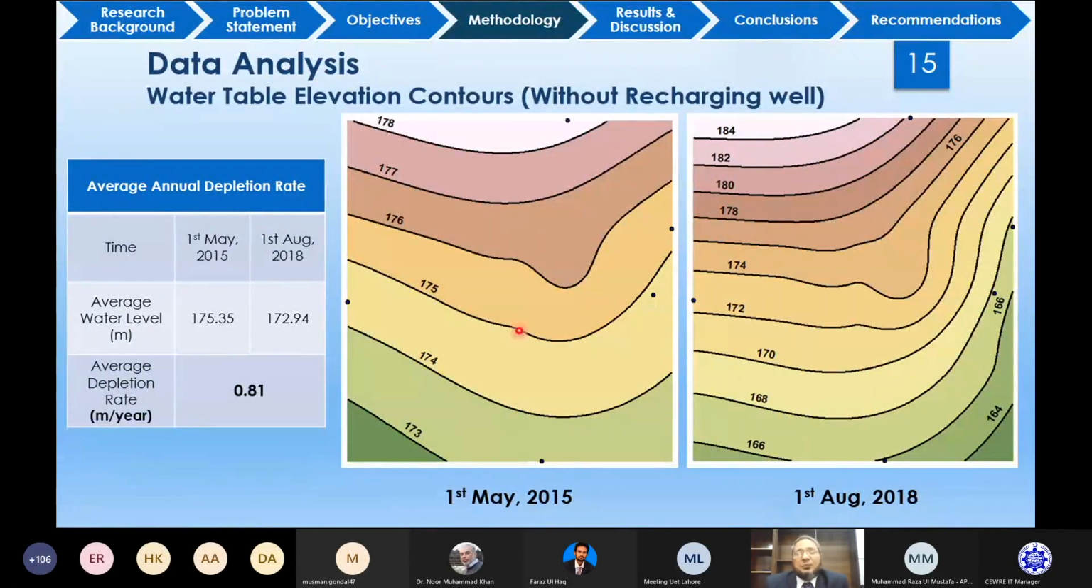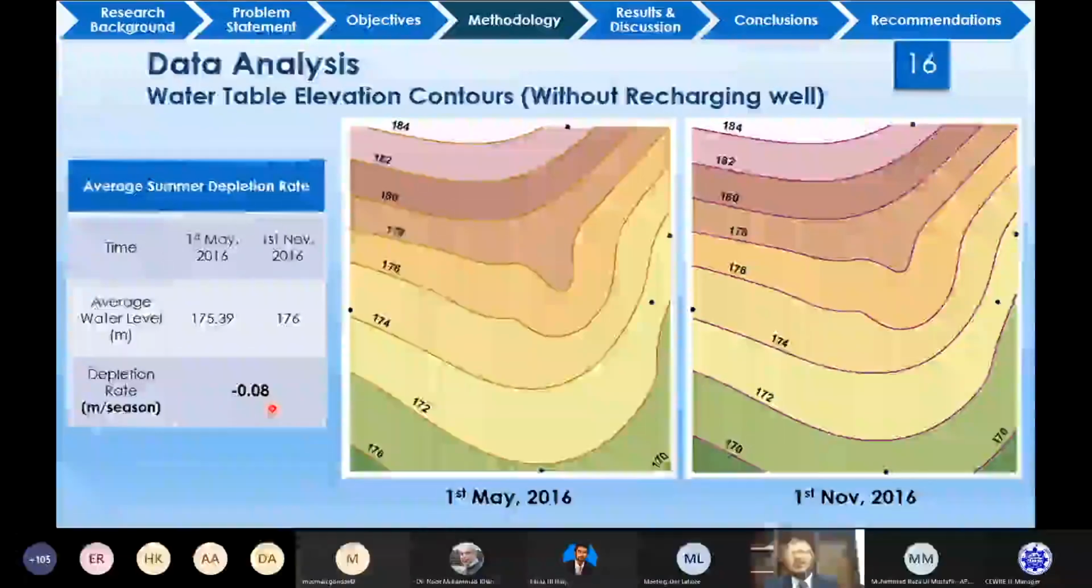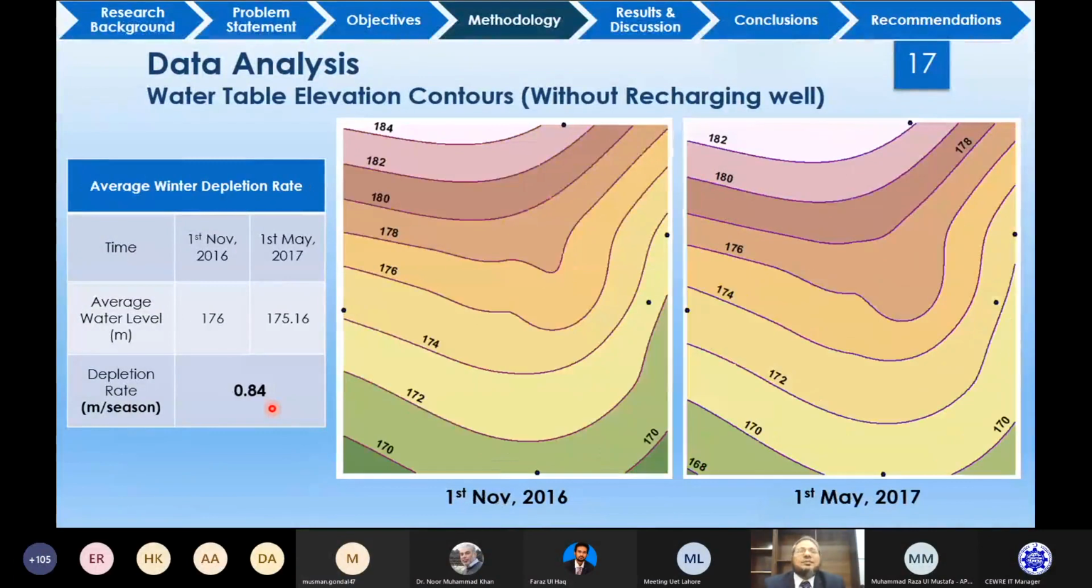From here, what we have computed is that the average depletion rate of the groundwater table is 0.81 meter per year. This is again the water table elevation without recharging wells for the period from May to November, which was basically the summer period. And here the depletion rate was minus 0.08. So in summer, the groundwater depletion rate is always much lower, even negative. Instead of going down, it is coming up. But in winter, it goes down because we have very little rainfall.